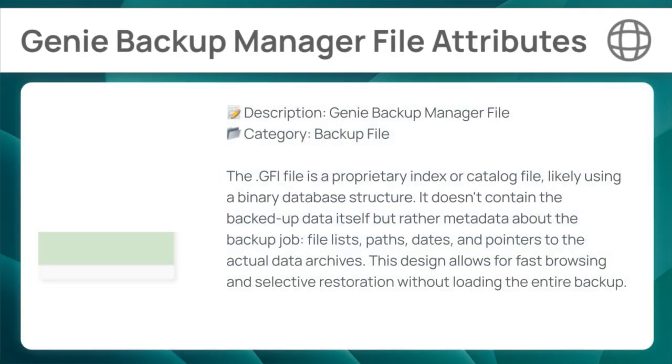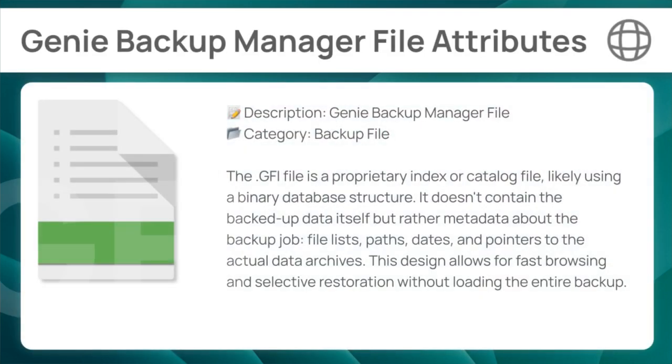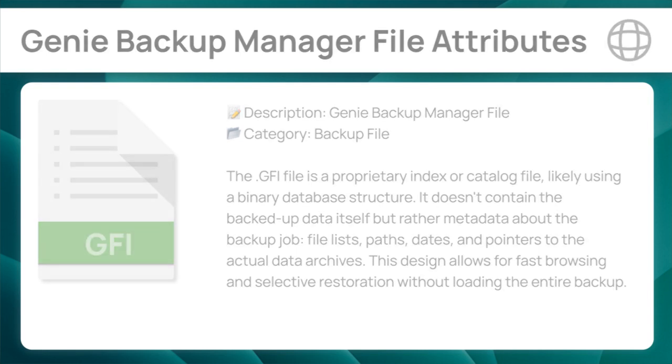The GFI file is a proprietary index or catalog file, likely using a binary database structure. It doesn't contain the backed up data itself, but rather metadata about the backup job, file lists, paths, dates, and pointers to the actual data archives. This design allows for fast browsing and selective restoration without loading the entire backup.